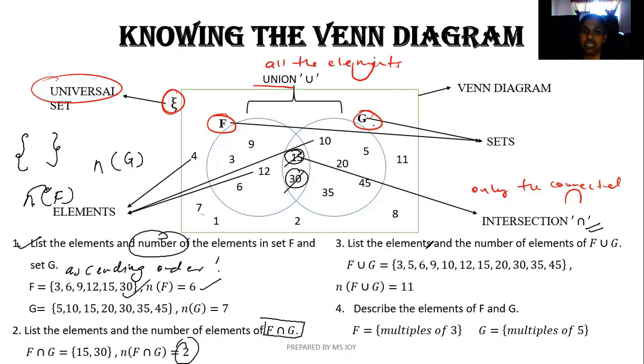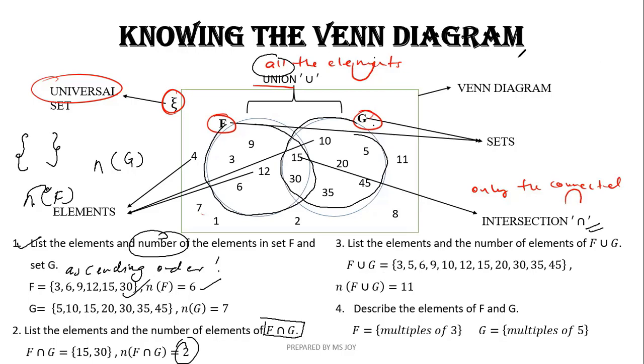All right, and then list the elements and number of elements of F union G. What is the meaning of union? Union means all, the word all. That means all the family members of F and all the family members of G are included. So you have to list down again in ascending order. Ascending order is very important, guys, do not forget it. Once you list down, if the question asks for the number of elements, make sure you count: 1, 2, 3, 4, 5, 6, 7, 8, 9, 10, 11. So there are 11 members.